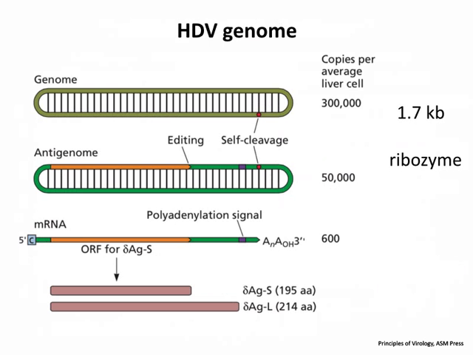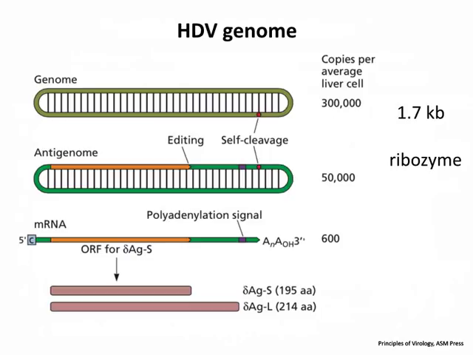This is what the genome looks like. Here on the top is the genome. It does encode a protein, and the genome is negative stranded, so it's got that olive color. And you see it's extensively base paired. So in that sense, it looks like a viroid. Those RNA molecules are circular, extensively base paired. The complement is shown here. This is the antigenome. Of course, you have to make a complement in order to replicate this genome. And this RNA, it's 1.7 kilobase.